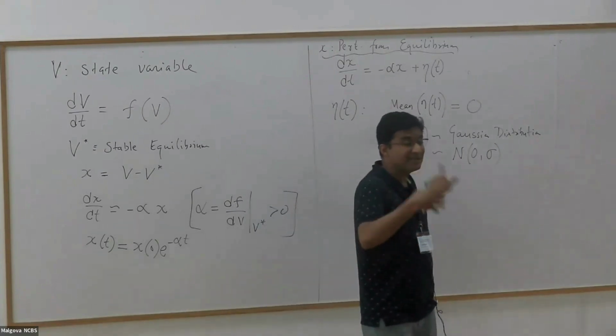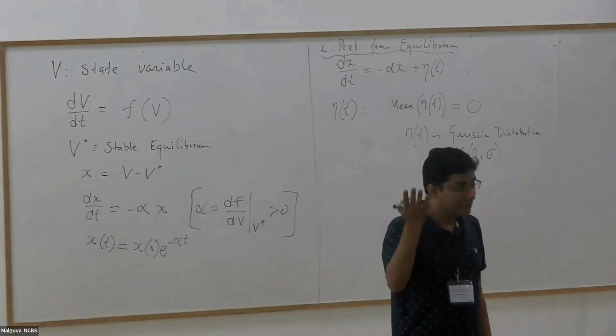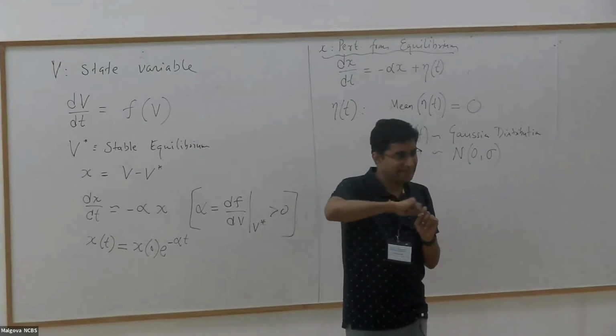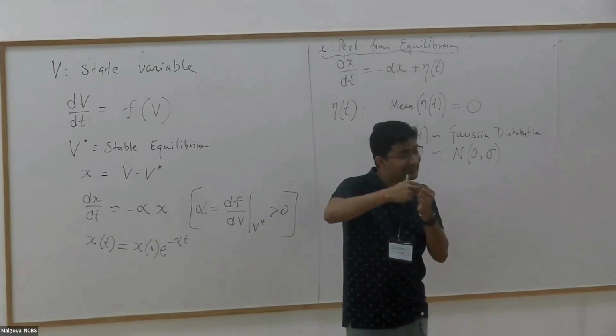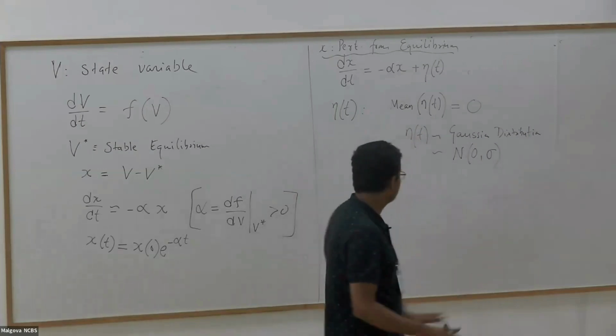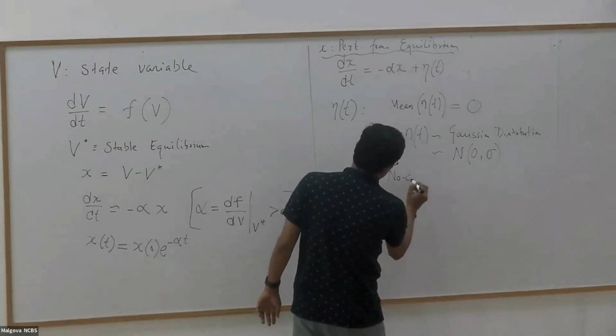So eta depends on time. How does it change with time? It's possible that there is a stochastic variable that is crazily changing over time, but even then it can have some relationship between two points in time. So what we assume here is that it has no correlations.